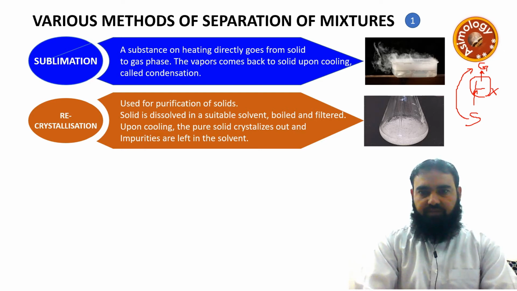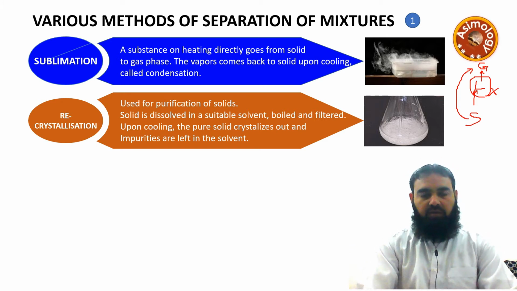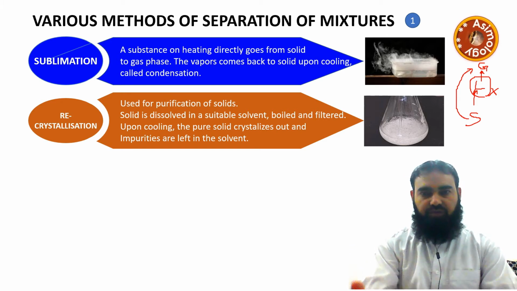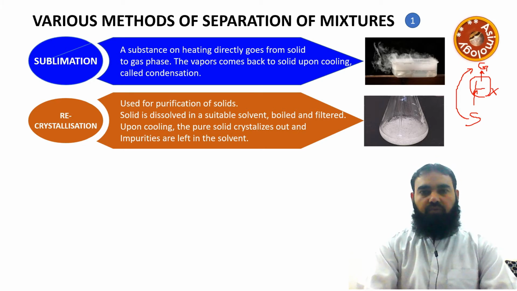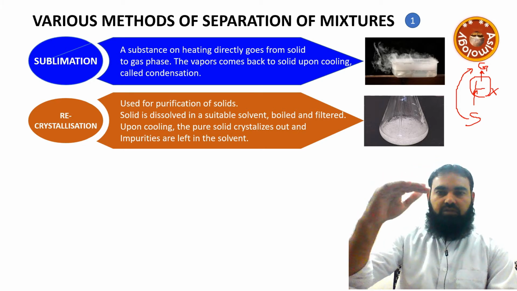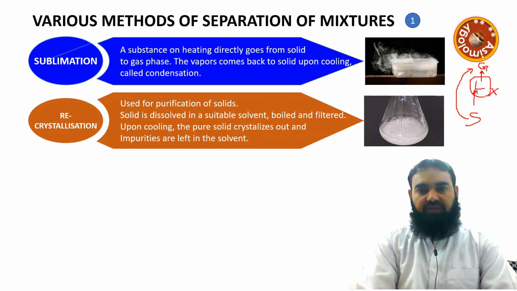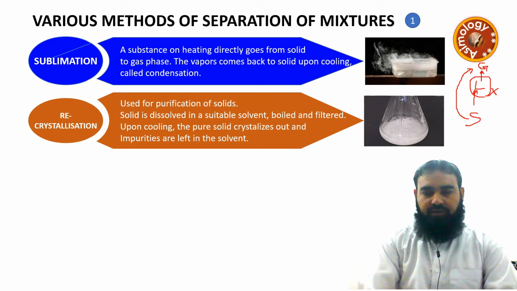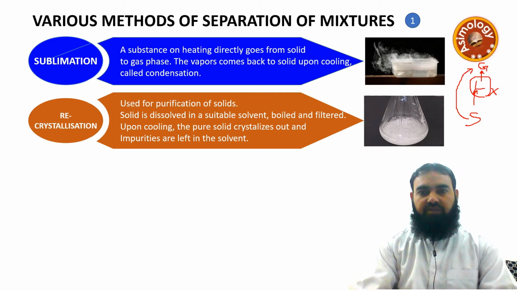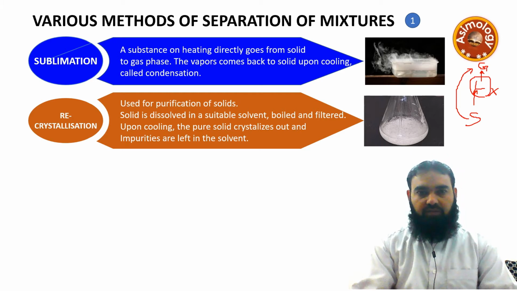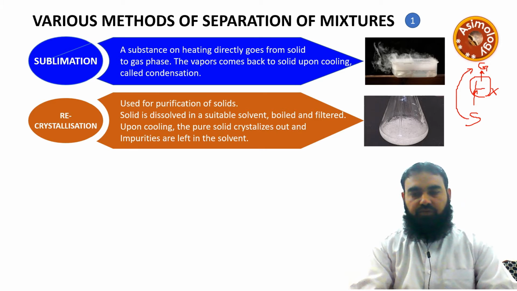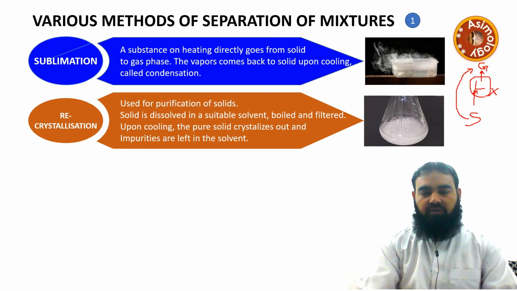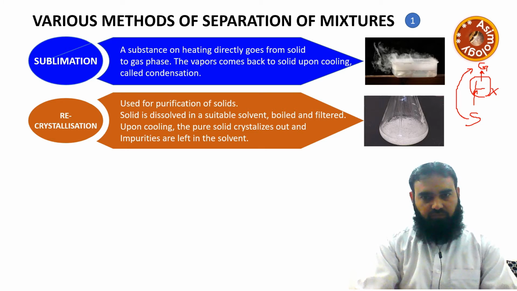Recrystallization is also useful for purification of solids. If a solid has some impurities in it, you dissolve this solid in a suitable solvent. You heat up this solvent. You know, with the increase in temperature, the solubility of substances increases. So when you boil this solution, it will dissolve the solid. The solvent will dissolve the solid to its maximum capacity.